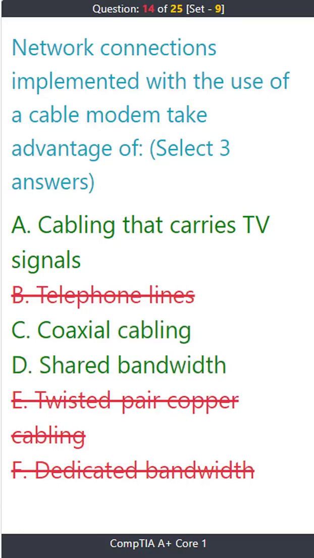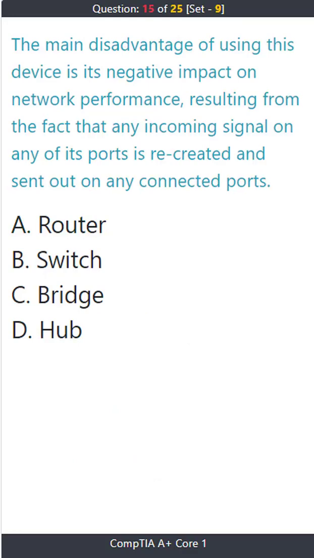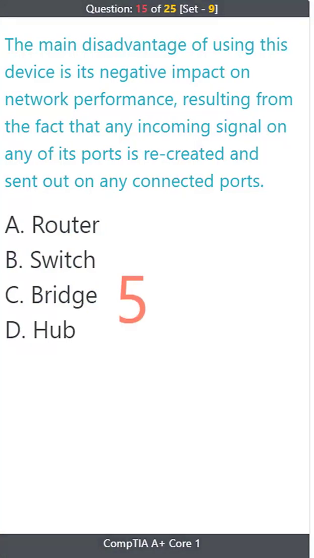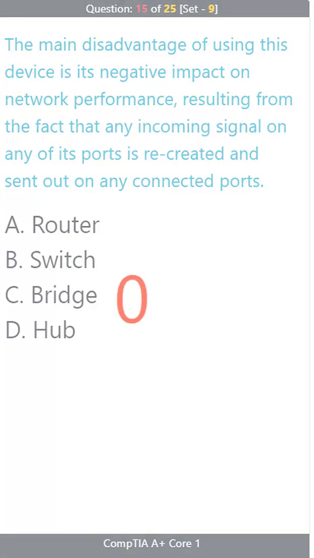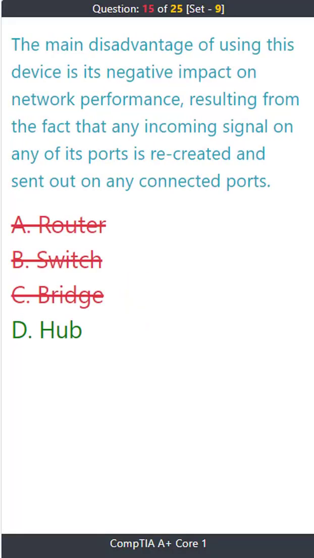Question 15. The main disadvantage of using this device is its negative impact on network performance, resulting from the fact that any incoming signal on any of its ports is recreated and sent out on any connected ports. A. Router, B. Switch, C. Bridge, D. Hub. The correct answer is D. Hub.